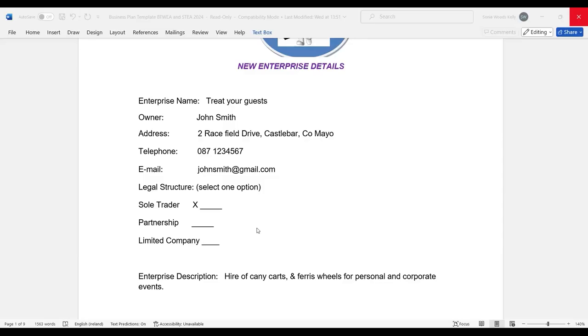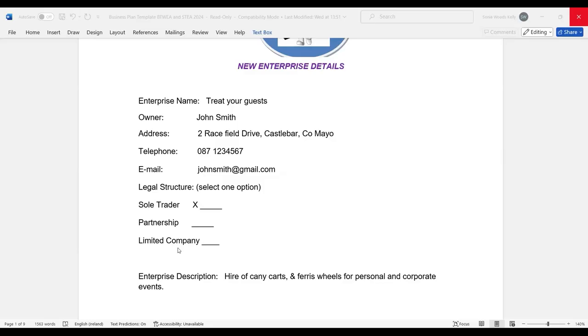If you decide to go down this route, there is a little bit more administration involved. You will have to set up your company with the CRO, the Companies Registration Office, and you will also then have to register the company with Revenue, and register for corporation tax. So under the sole trader and the partnership, they will be paying income tax, but as a company, you will be paying corporation tax.